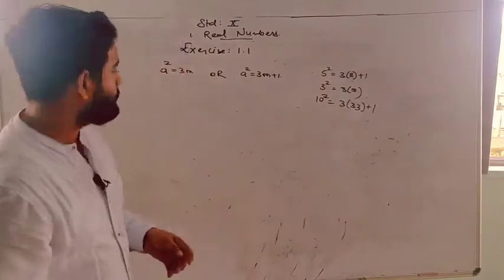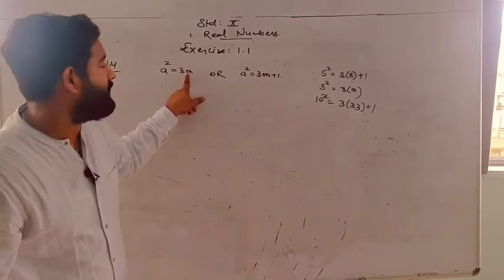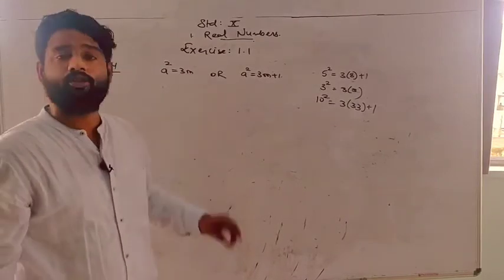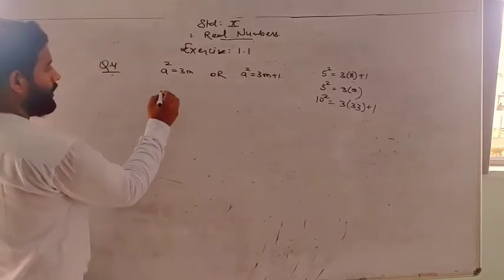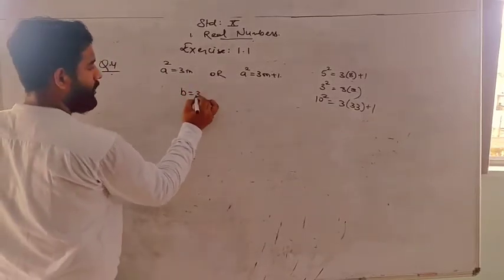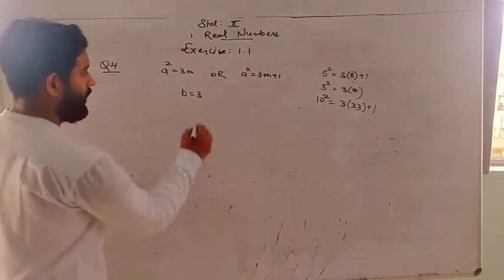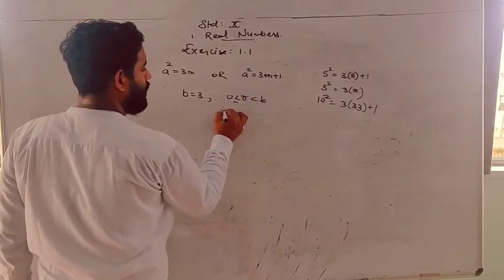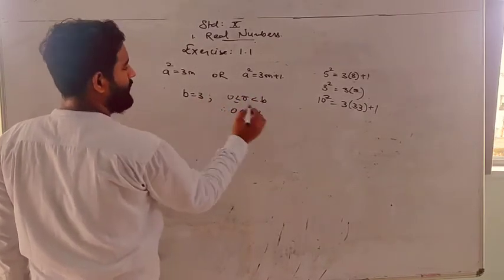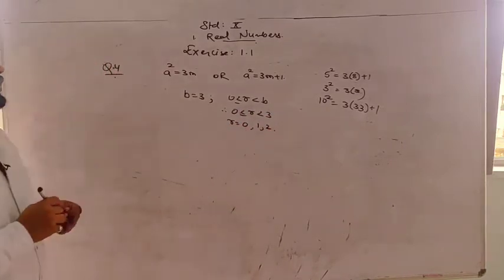So let us solve this. Now here, whatever constant is joined with the variable, here the variable is m, you have to take it as b. So here your b is going to be 3. And once your b is decided, you can decide your r as well. How? Your r is going to be more than or equal to 0 and less than b. What is b? 3. So you can write r equal to 0, 1 and 2.